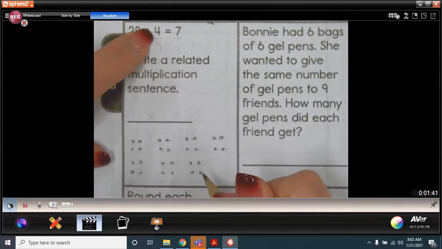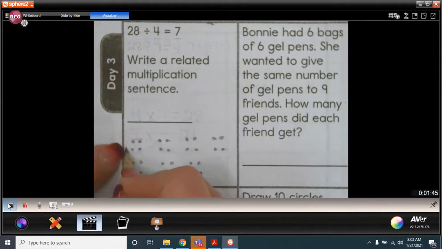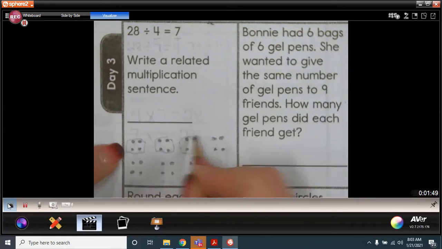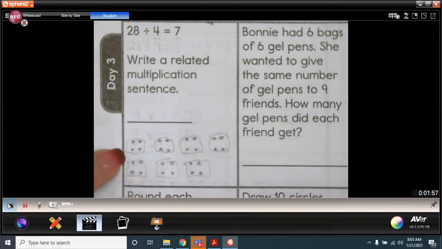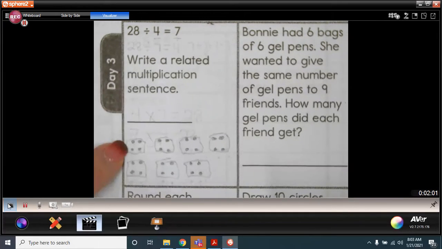I put them into groups of 4, and now I can see that once I've divided them equally, I will have 7 groups of 4. Now, again, we're using our understanding of division. We took the total, put it into groups of 4, and we have 7 groups. Now we're relating it to multiplication.